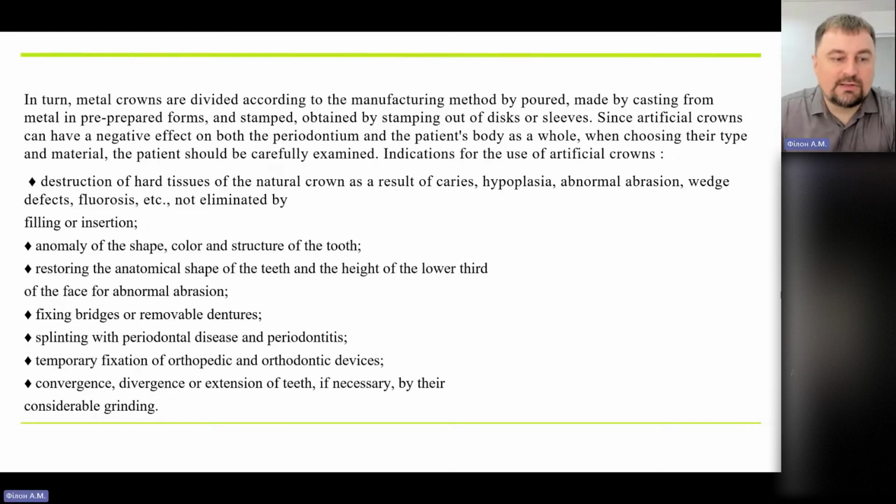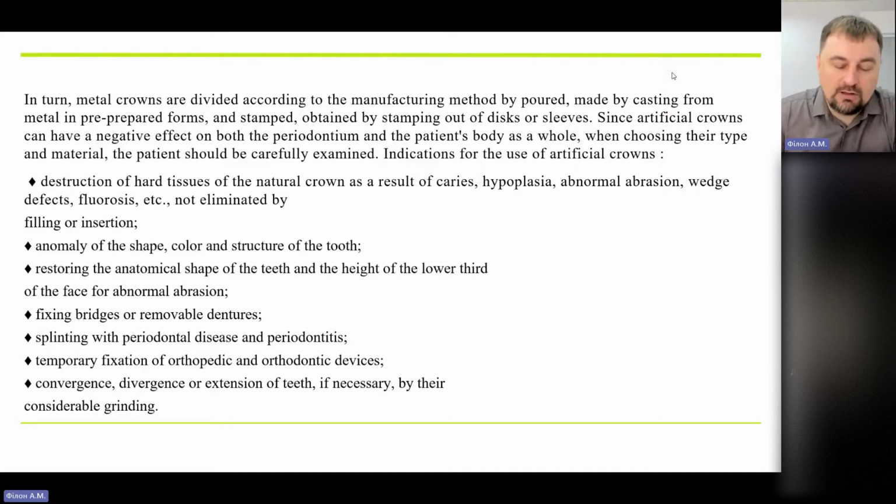Since artificial crowns can have a negative effect on both the periodontium and the patient's body as a whole, when choosing their type and material, the patient should be carefully examined. Indications for the use of artificial crowns: destruction of hard tissues of the natural crowns as the result of caries, hypoplasia, abnormal abrasion, wedge defect, fluorosis also, not eliminated by filling or insertion. Anomaly of the shape, color, and structure of the tooth.